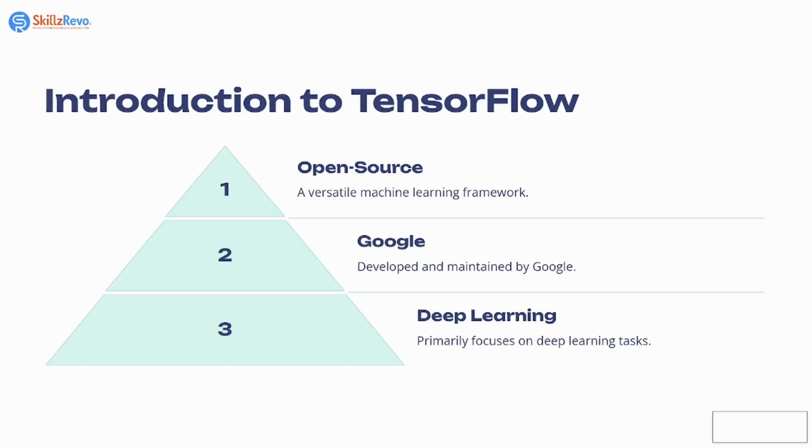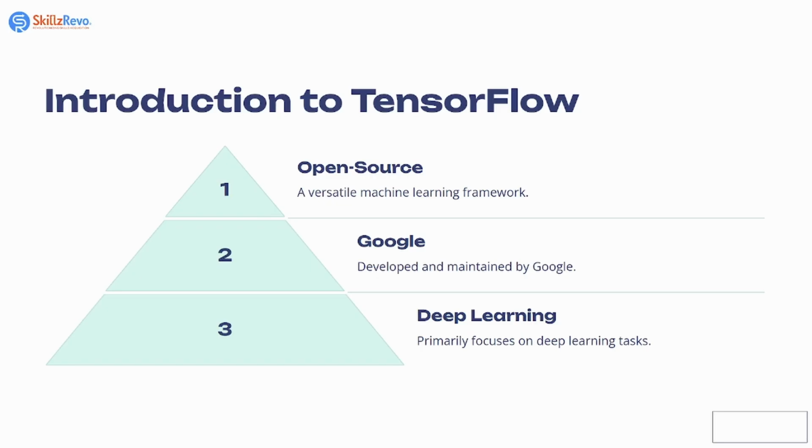TensorFlow is a library made by Google, and it is used for deep learning, which is a more advanced form of machine learning. It can be used for building a neural network. A neural network is a model that is inspired by how our brain works. It simply mimics our human brain.